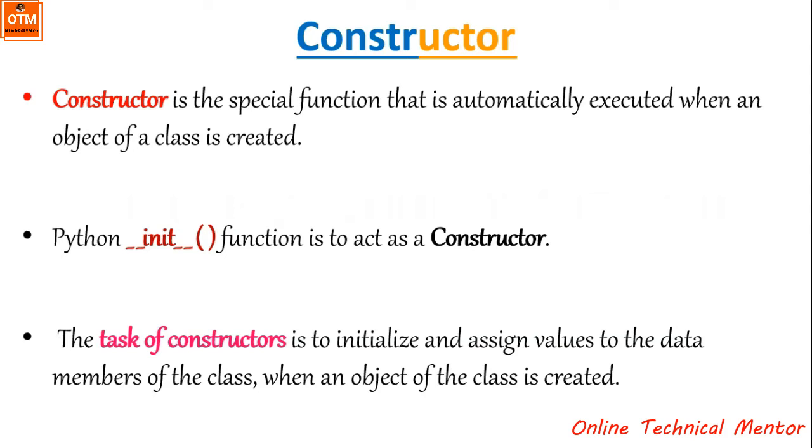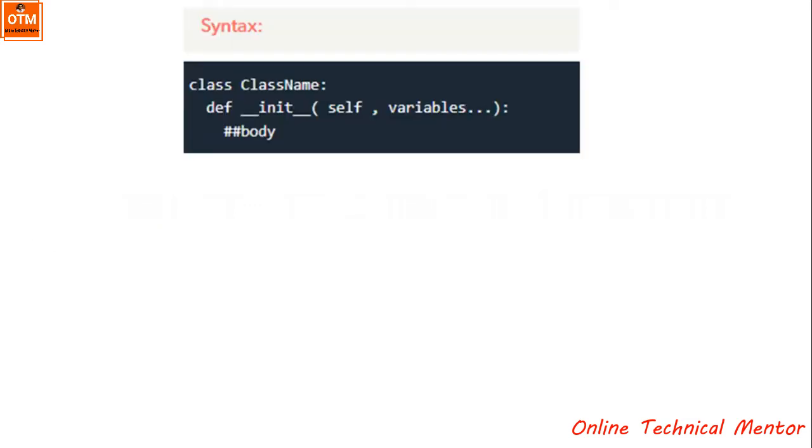That means this init method simply declares member variables and initializes them with some default value. Other than member variable initialization, no other code is allowed within this init method. Look at the syntax of a constructor. Suppose we have a class with some class name, and within this class is the init method. The init method is prefixed and suffixed by a double underscore.